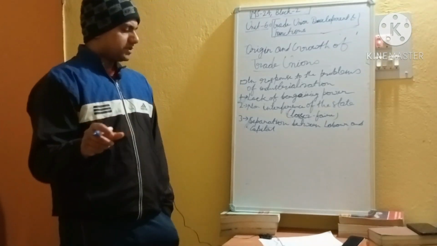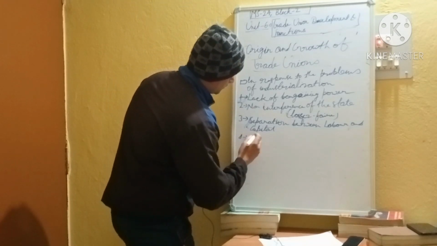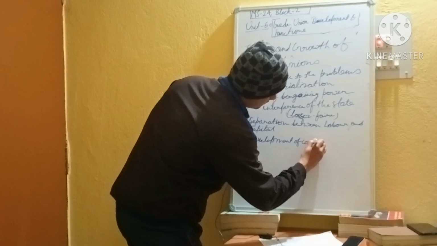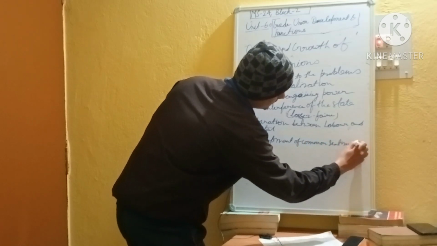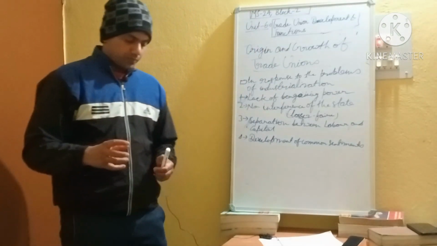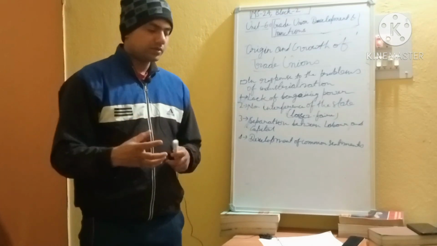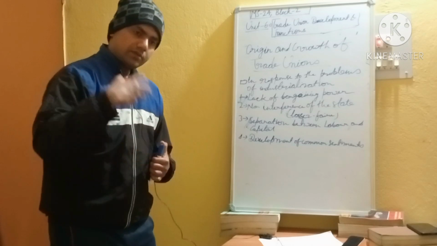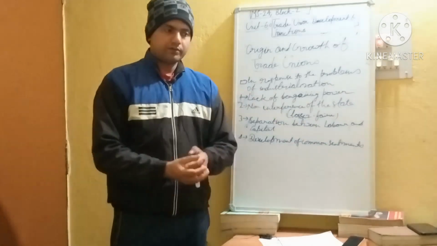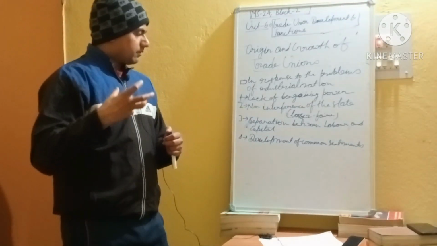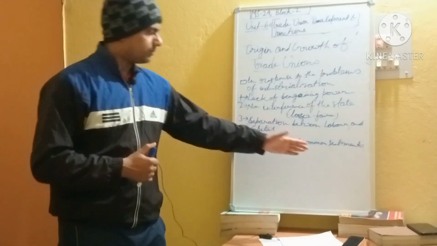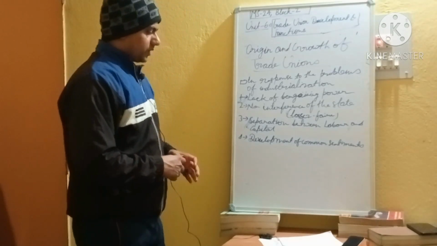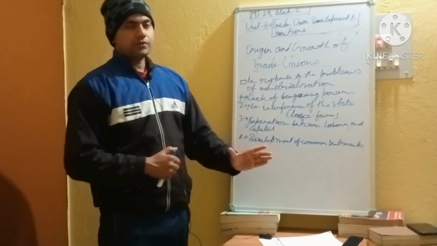Then we have development of common sentiments under similar conditions. The fourth one: workers developed common sentiments due to the common situation. All workers were facing the same kind of problems, so they developed common sentiments. The development of common sentiments led to the origin of trade unions. So these were the reasons due to which trade unions originated.